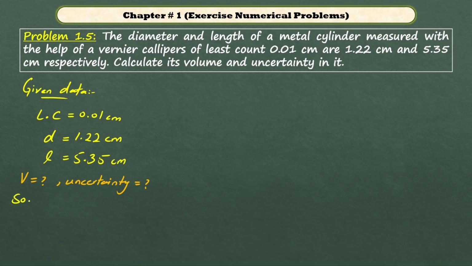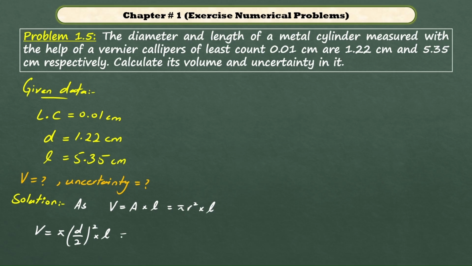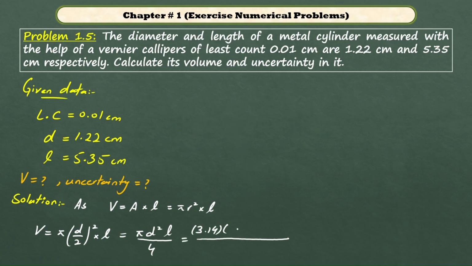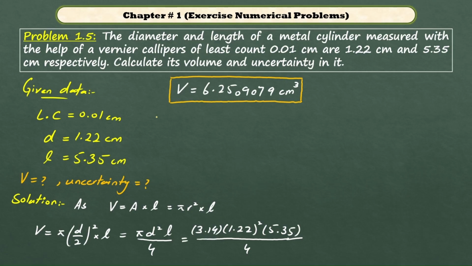Solution: as volume is equal to area into length, by putting the formula of area and radius, that is d over 2, and after solving it, it becomes equal to pi d square L over 4. By putting the values of pi, d, L in this formula, we get volume is equal to 6.250979 centimeters cube. This is the volume. Now we find uncertainty in it.